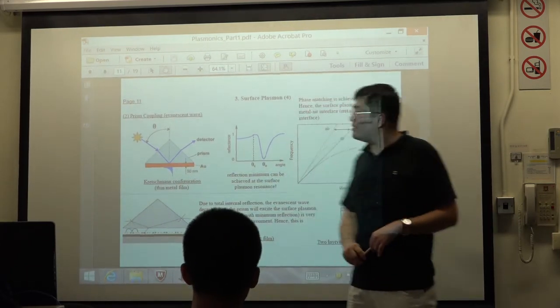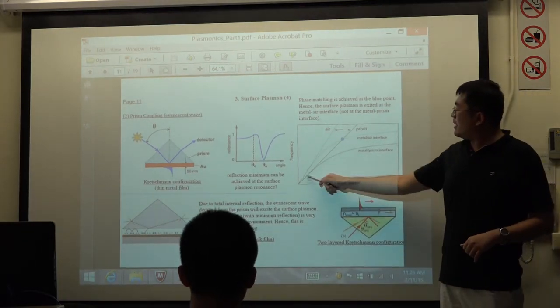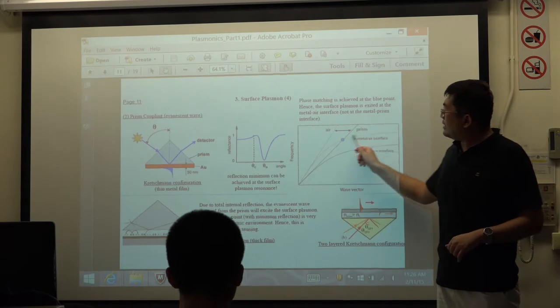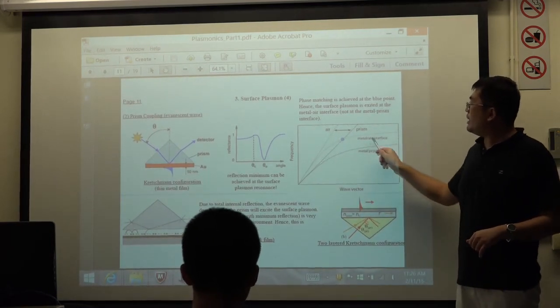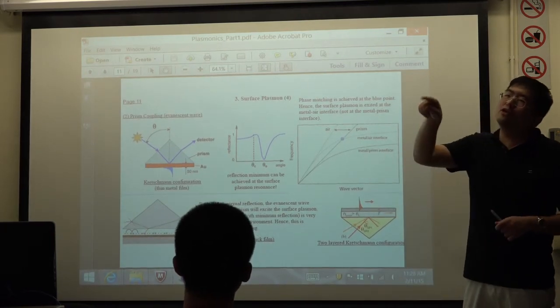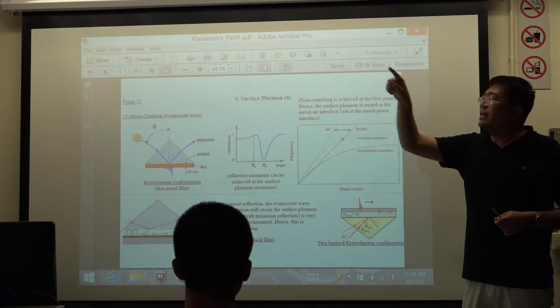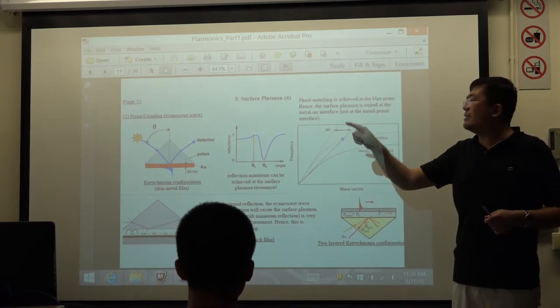This is interesting, because this is a dispersion diagram. This is the surface plasmon curve for the metal-prism interface and the metal-air interface. It's because Kx equals omega over c times the square root of epsilon1 epsilon2 over (epsilon1 plus epsilon2).